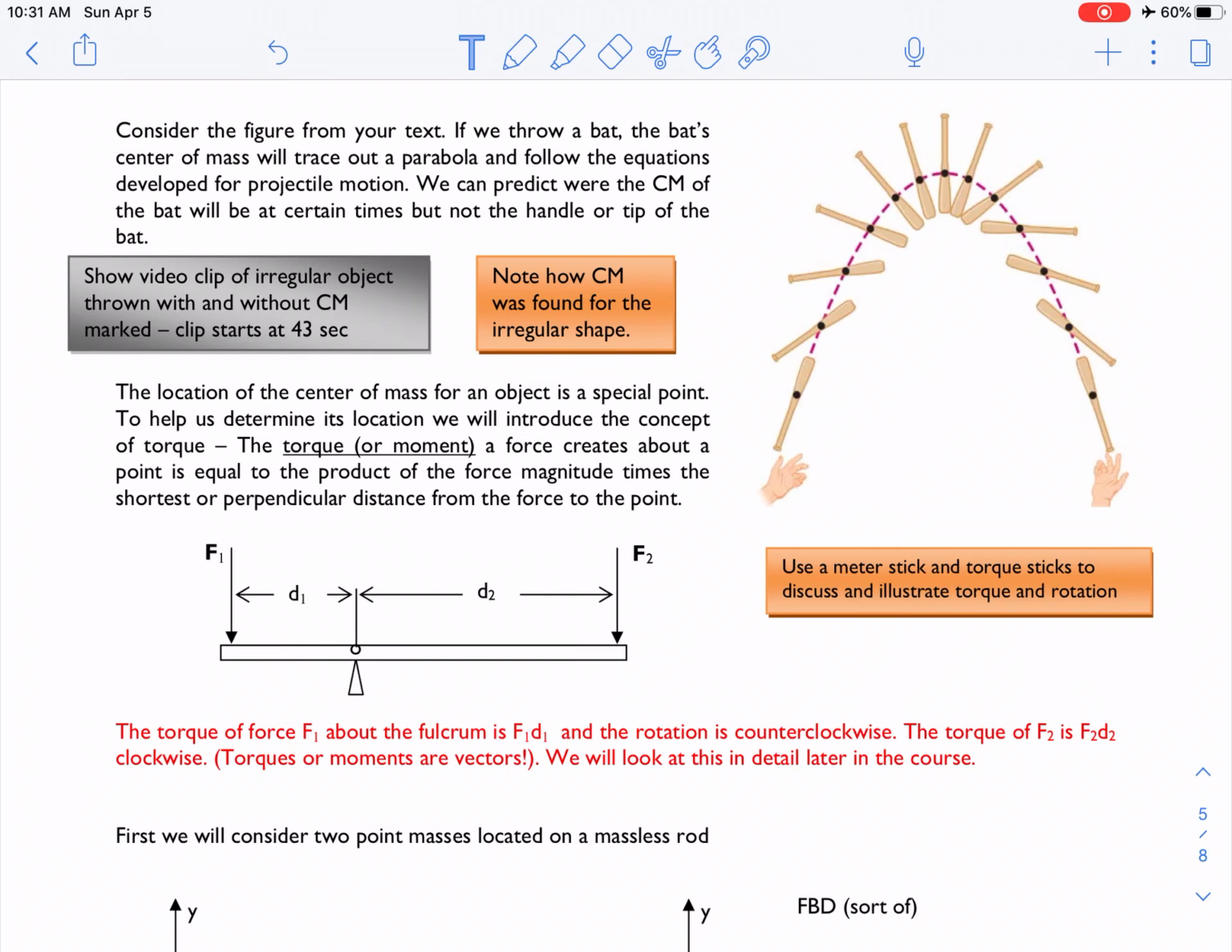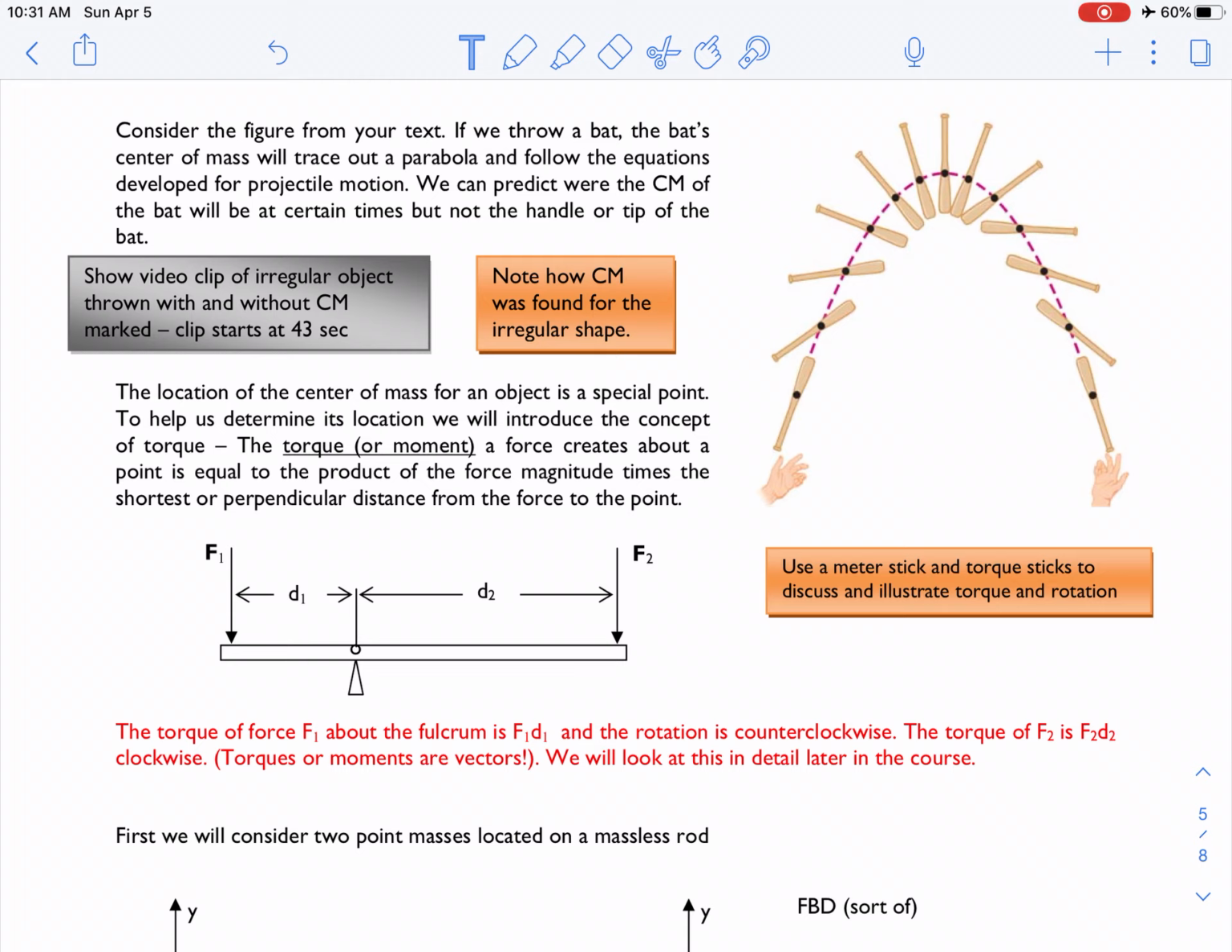Yeah, so as you can also see in the video, the black dot at the center of mass follows the projectile motion. Okay, so the location of center of mass for an object is a special point. To help us determine its location, we will introduce the concept of torque, also known as moment.